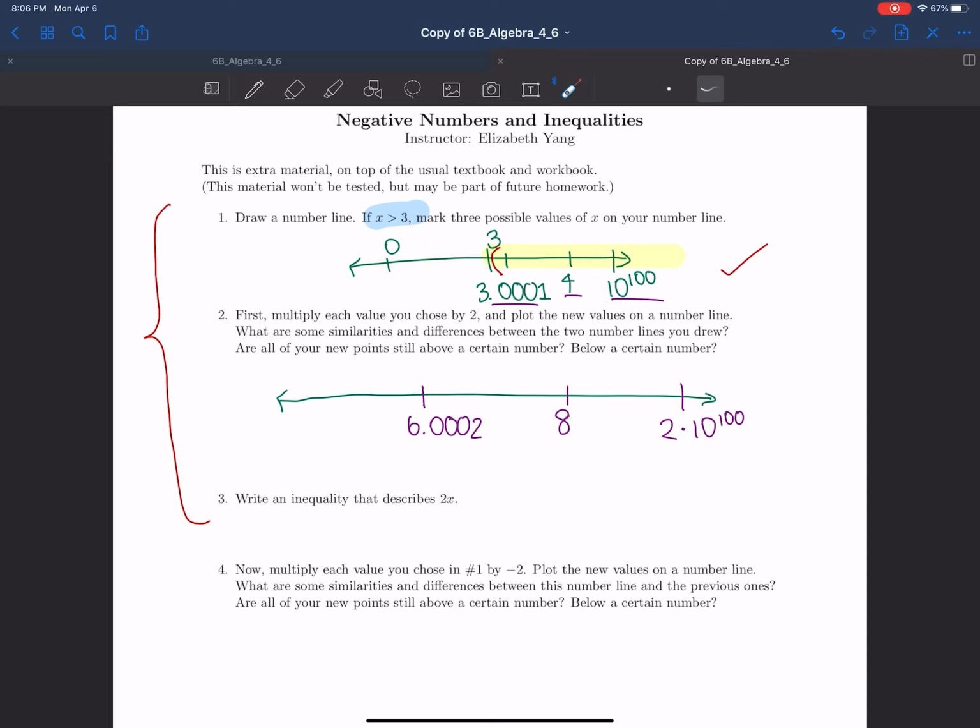numbers to the left of 3 in number 1. I can pick numbers that get really, really close to 3, but I can never get to 3. So it turns out that in question 2, we can get really close to 6, but we're also never going to touch 6. If we got something below 6, that would correspond to something below 3 in question 1. Okay, so to finish up this question, all points are above 6.